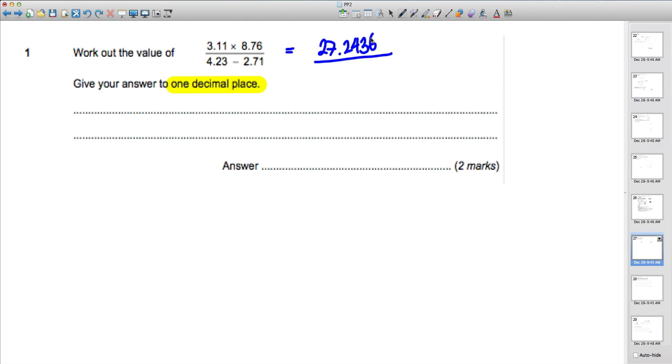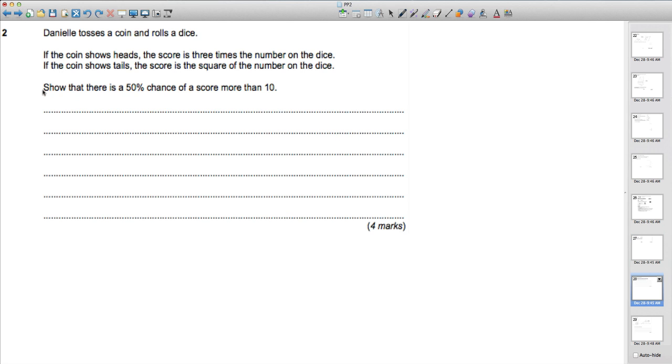That is 27.2436 and on the bottom, 4.23 take away 2.71 is equal to 1.52. If you divide these two numbers by each other you get 17.92, which is 17.9 to one decimal place. You don't get any marks here for not rounding to 1dp or making a mistake on your calculator. That would be an absolute travesty.